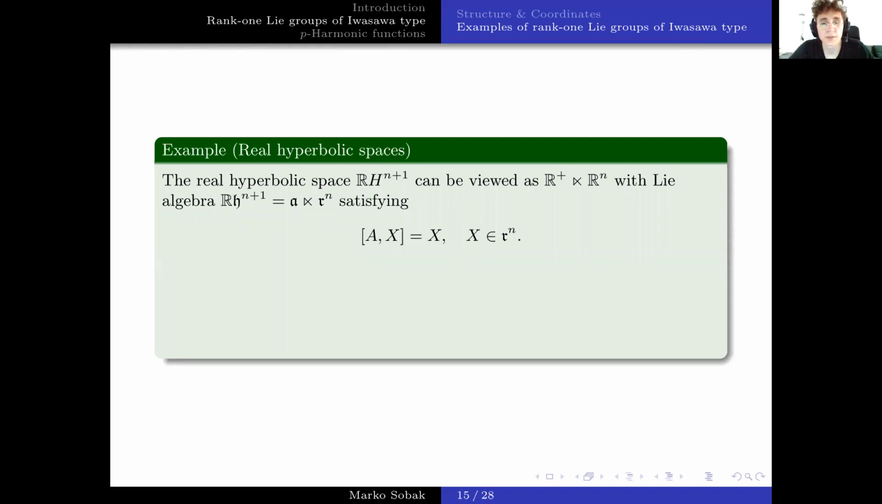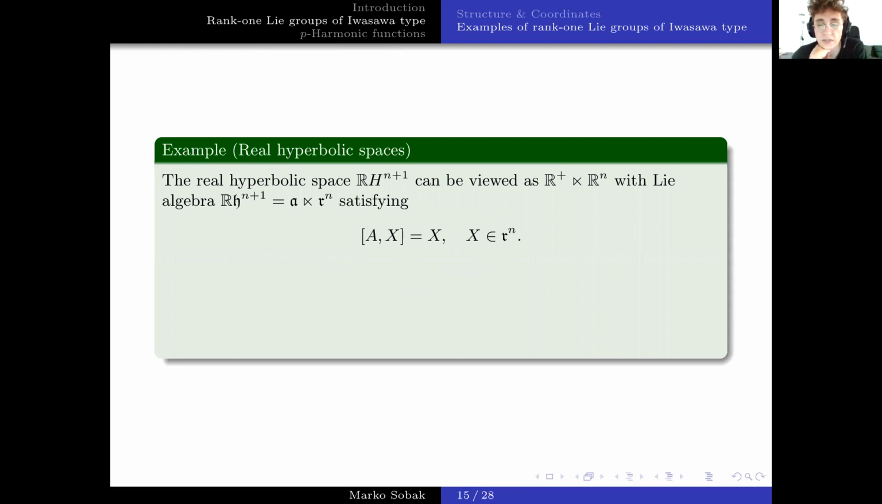All right, so now we can look at some explicit examples of these rank 1 Lie groups of Iwasawa type. The first example I want to discuss is the real hyperbolic spaces, RH^(n+1), which I think are fairly well known. I guess everybody should have seen them at some point. These can be viewed as R plus semi-direct product with R^n, where the Lie algebra is a one-dimensional Lie algebra in semi-direct product with the n-dimensional abelian algebra, right? And commutators here are supposed to satisfy this relation.